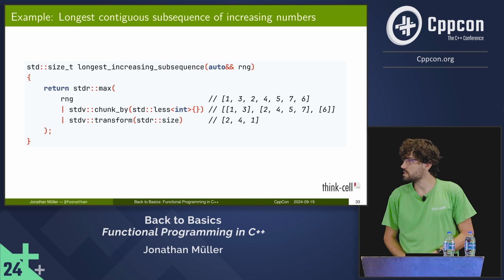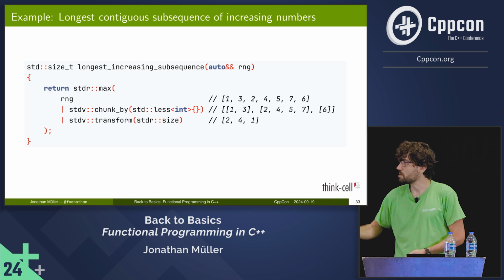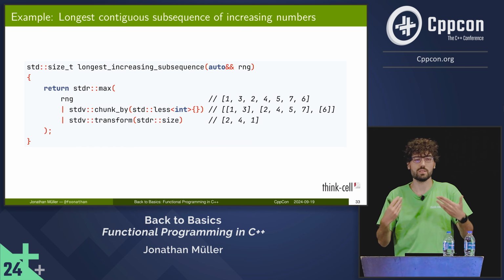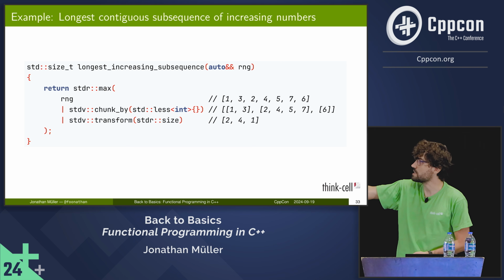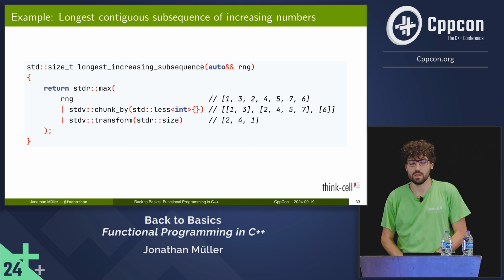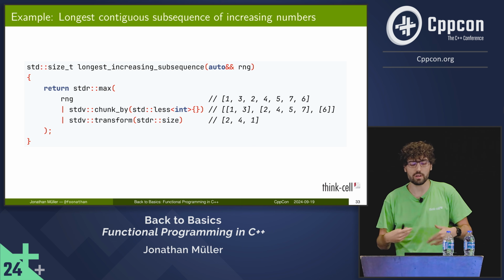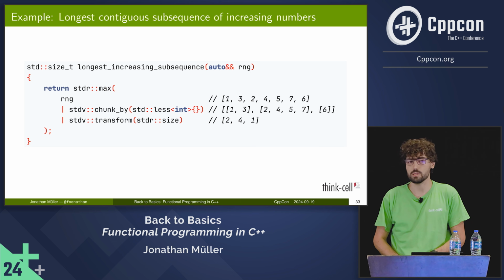We don't actually care about the subranges, we just want their sizes. So we call transform on size, right? This calls size on each element in the range, which in turn is another range, so we end up with a range of the sizes of the subranges. And then we just want the max one, so we pipe that into max, and this returns us the longest increasing subsequence of integers.